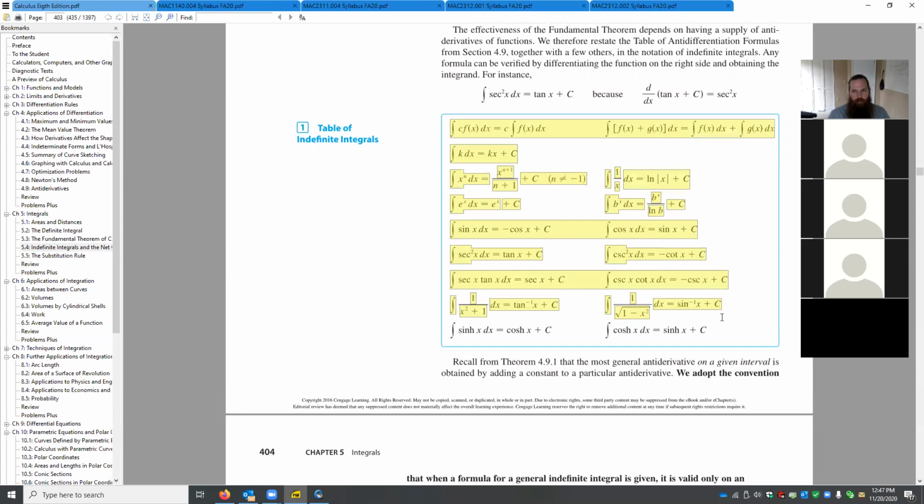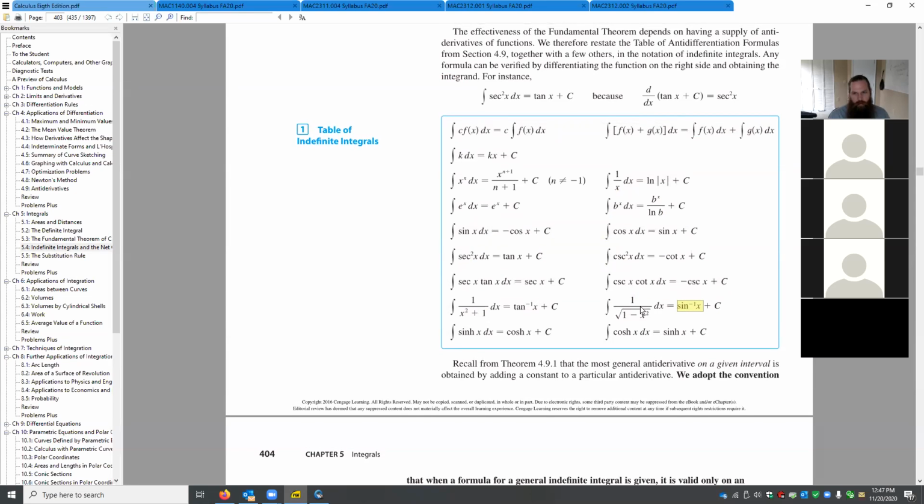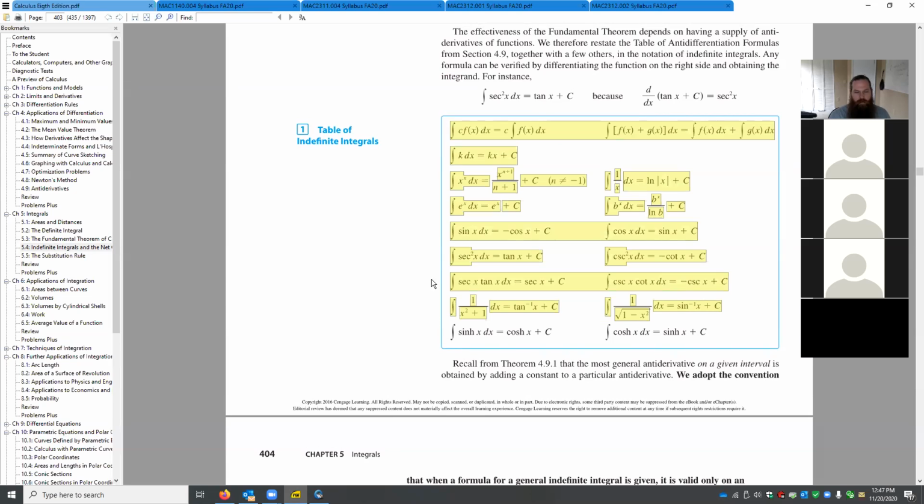You guys are responsible for everything up to here. You need to know these. We talked about these in 4.9. These are all backwards versions of derivatives that I've told you need to know. Like the derivative of the inverse sine function is 1 over the square root of 1 minus x squared. Well, that means that the antiderivative for 1 over the square root of 1 minus x squared is the inverse sine function. All of these in the table, except for that bottom row, you guys need to know cold. Like you need to know them immediately. They should not be something you have to think about.